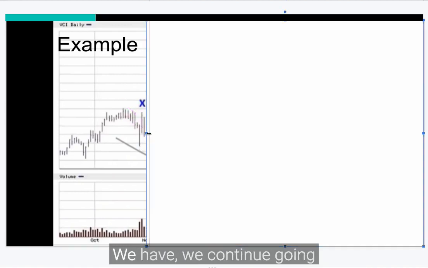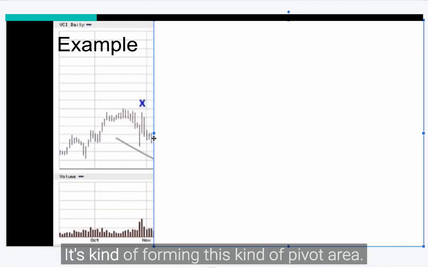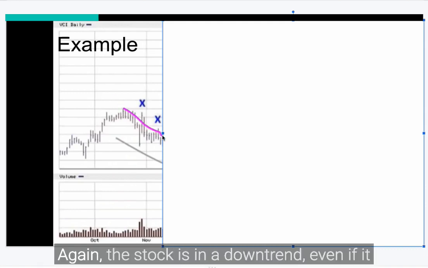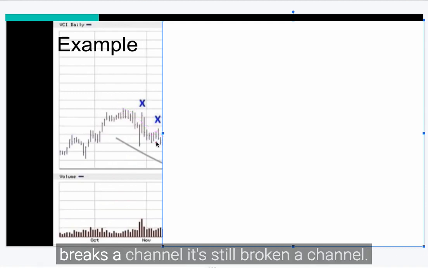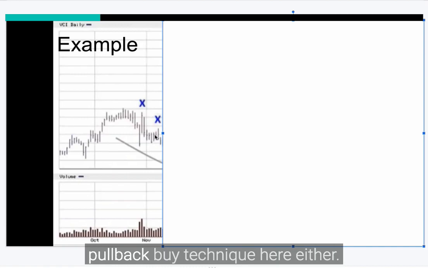From then on, we continue going down, and it reverts back down. It's forming this kind of pivot area. We're getting a bit of a pullback here, but are we buying here? No, why not? Again, the stock is in a downtrend. Even if it breaks a channel, it's still just broken a channel. We haven't gotten any up confirmation, so we don't want to apply the pullback buy technique here either.